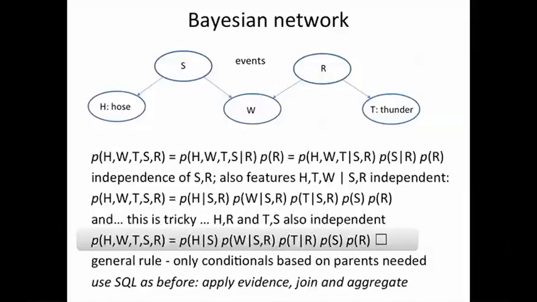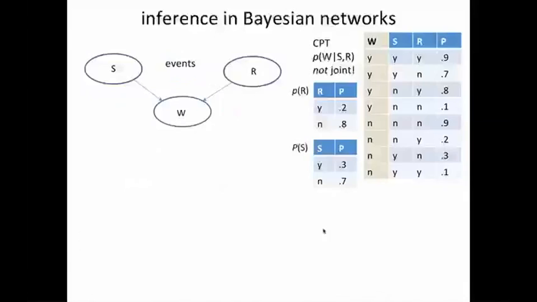Let's do a couple of examples. For example, we will ignore the hose and thunder and just deal with wetness, but now there are two possible causes for wetness: sprinkler being on and the rain being on. This is exactly what we started with, the confusing situation that classical logic had trouble dealing with, and let's see how probabilistic logic using a Bayesian network does better, perhaps.